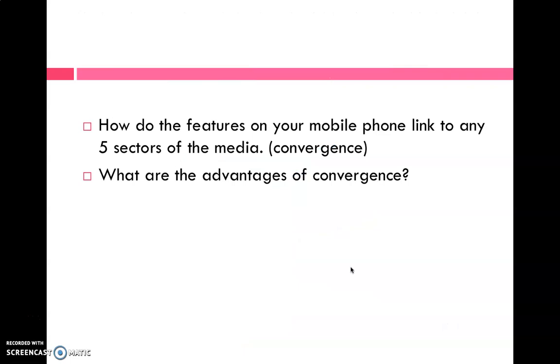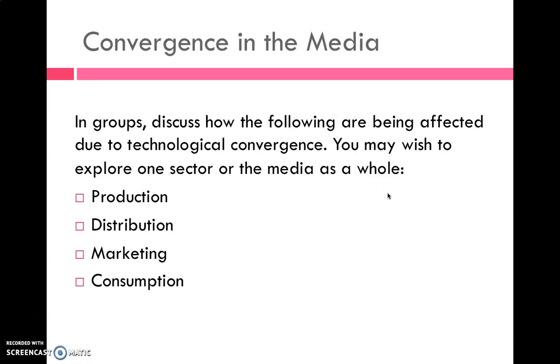Moving on, a couple of little questions to respond to. So first of all, how do the features on your phone link to any five sectors of the media? Which of course is you explaining convergence upon your mobile phone. You may recall the slide in the video going into detail about that, so you might want to flick back to that. And then what are the advantages of convergence? Again, covered in the video, as well as any you can think of.